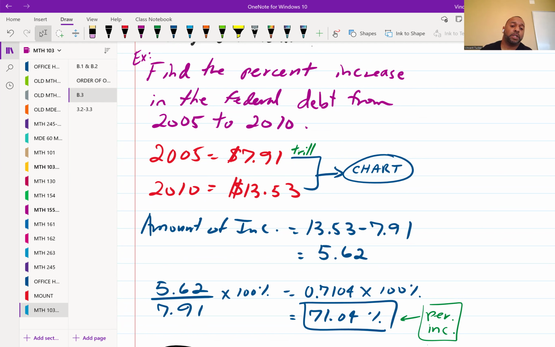That gives us 0.7104. And of course, WebAssign will let you know how many decimal places to go out, whether they want one decimal place or whatever. But I went out to the 4 so I can have 2 in our percentage. So 0.7104 times 100 gives you 71.04%. And that is your answer. That's your percent increase.